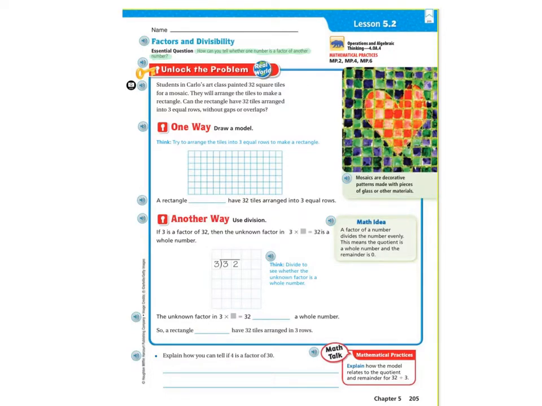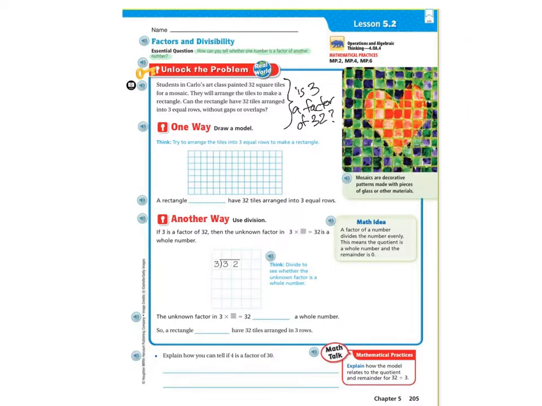So we're going to start off here. Students in Carla's art class painted 32 square tiles. They will arrange them to make a rectangle. So can we have 32 tiles arranged into 3 equal rows without gaps or overlaps? That's a long, wordy way of asking, is 3 a factor of 32? All we need to find out, if I have the number 32, is 3 a factor of that?